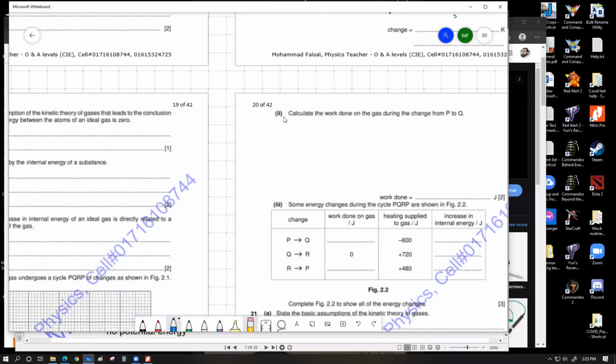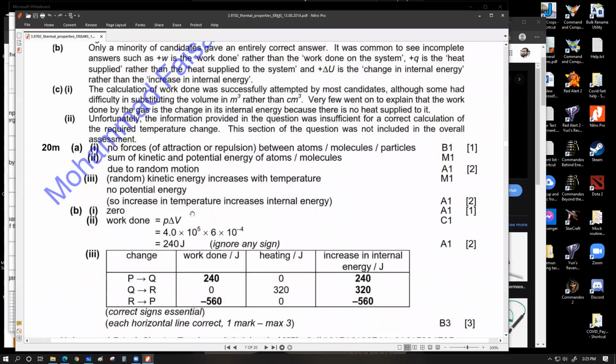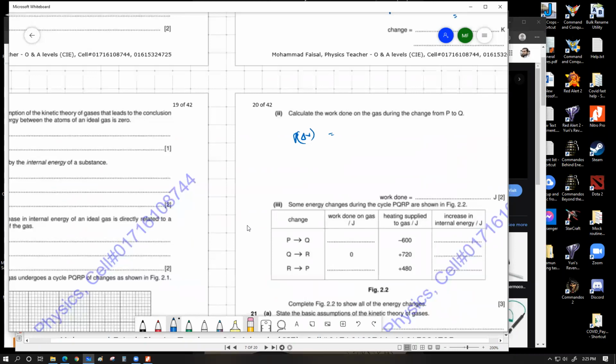So calculate the work done on the gas during the change from P to Q. This is actually P into delta V. You can calculate this out. I am not willing to do that, so I'm just going to copy the answer from the mark scheme. 240 joule. This is going to be 240 joule. Now, here comes this next table.